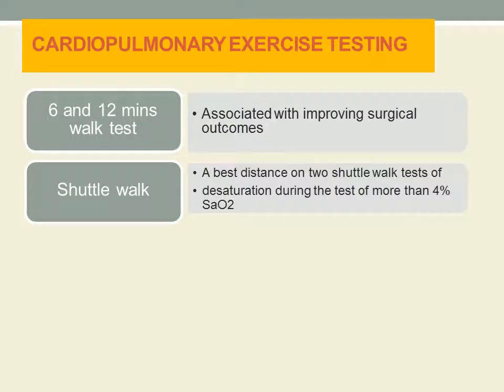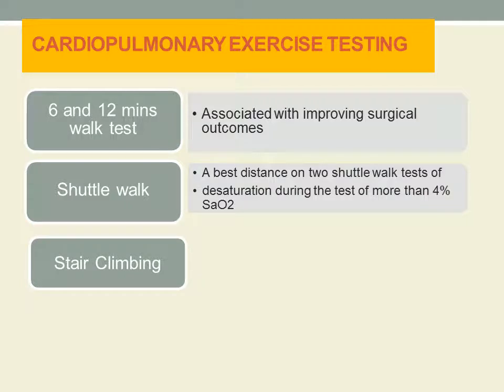Shuttle walk test. The shuttle walk test measures the distance walked over a 10 meter course between two cones, with the pace progressively increased. This test has good reproducibility and is associated with formal cardiopulmonary exercise testing. The recommendation is that the inability to walk 25 shuttles classifies the patient as high risk, though this has not been evaluated.